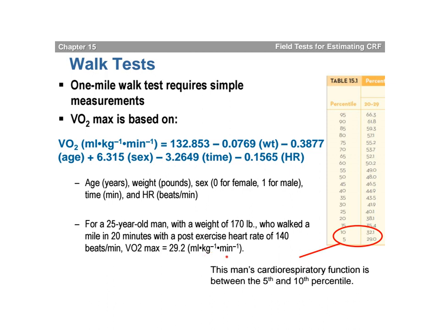So then we take that VO2 max value and we go to the table that we used previously, and we say, okay, 29.2. Well, this person's between the 5th and 10th percentile. So basically, this person isn't really doing very well relative to the average for his age. And so we could then recommend an exercise program to increase their aerobic capacity.